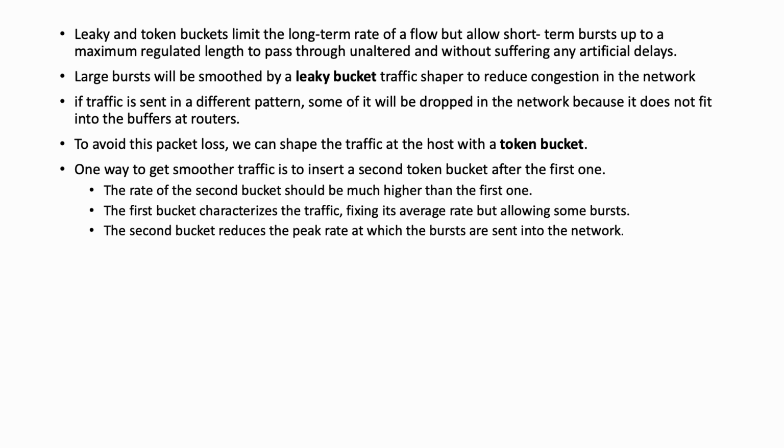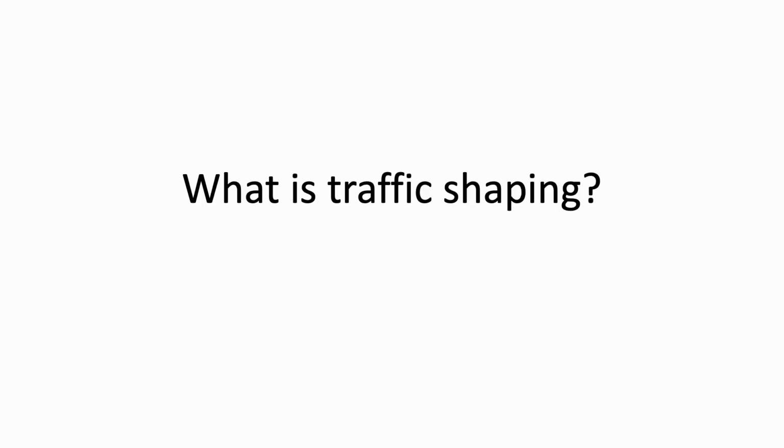One way to get smoother traffic is to insert a second token bucket after the first one. The rate of the second bucket should be much higher than the first one. The first bucket characterizes the traffic, fixing its average rate but allowing some bursts. The second bucket reduces the peak rate at which the bursts are sent into the network. And my question for the class was, what is traffic shaping?